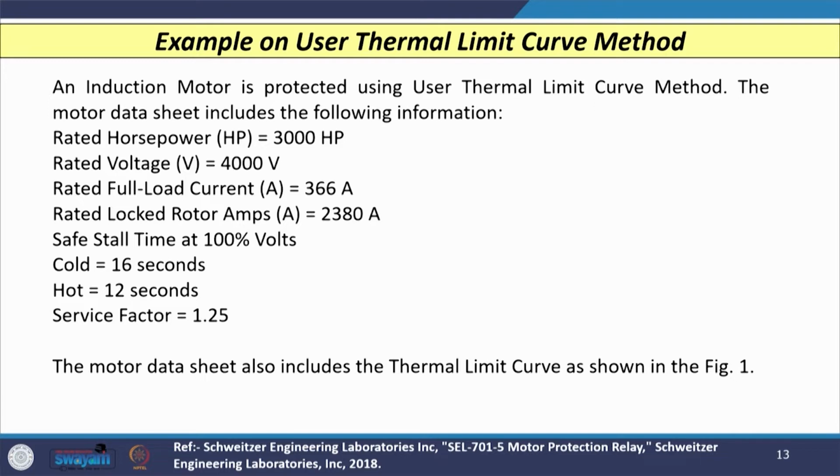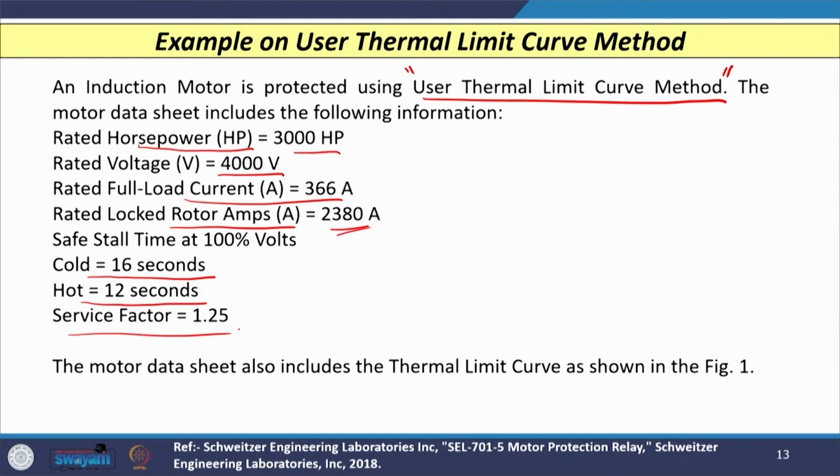So, let us consider an induction motor which is protected using user thermal limit curve method. So, we will use this method. The motor data sheet have following information: rated HP, that is as 3000, rated voltage is 4000 volt, rated full load current is 366 ampere and rated lock rotor amps, that is 2380 ampere. Safe stalling time at 100% voltage available at terminal of the motor. When motor is in cold condition it is 16 seconds and when motor is in hot condition it is 12 seconds. The service factor is given as 1.25.